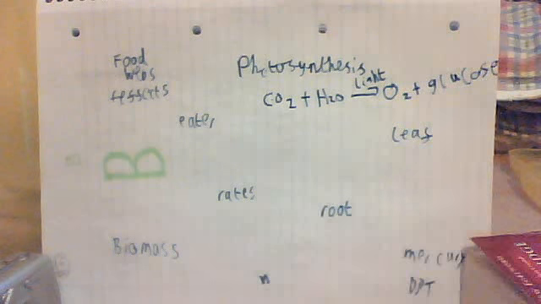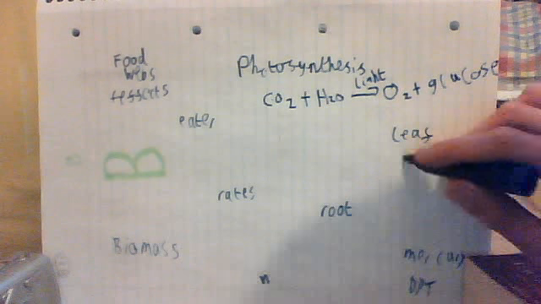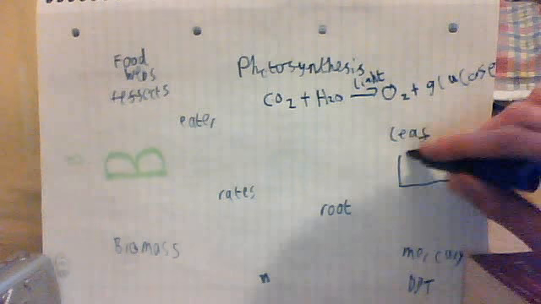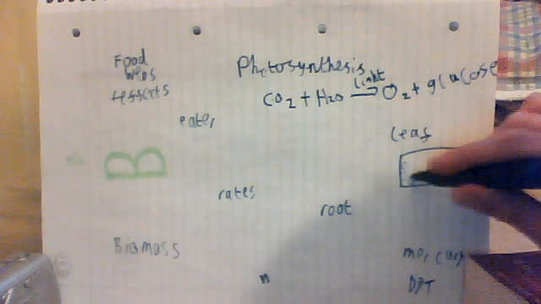Okay, so where does photosynthesis take place? Well, it takes place in the leaf. So I'll draw you a leaf cell and I'll show you precisely where it takes place. So this cell is a leaf cell. It's got loads of circles around the outside.